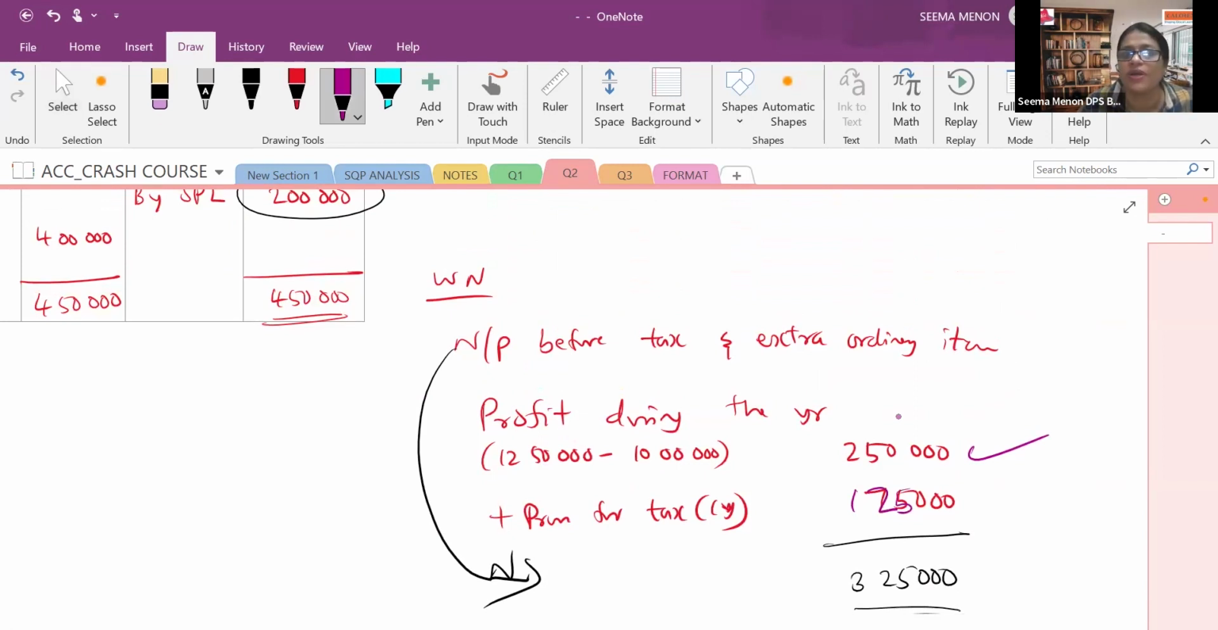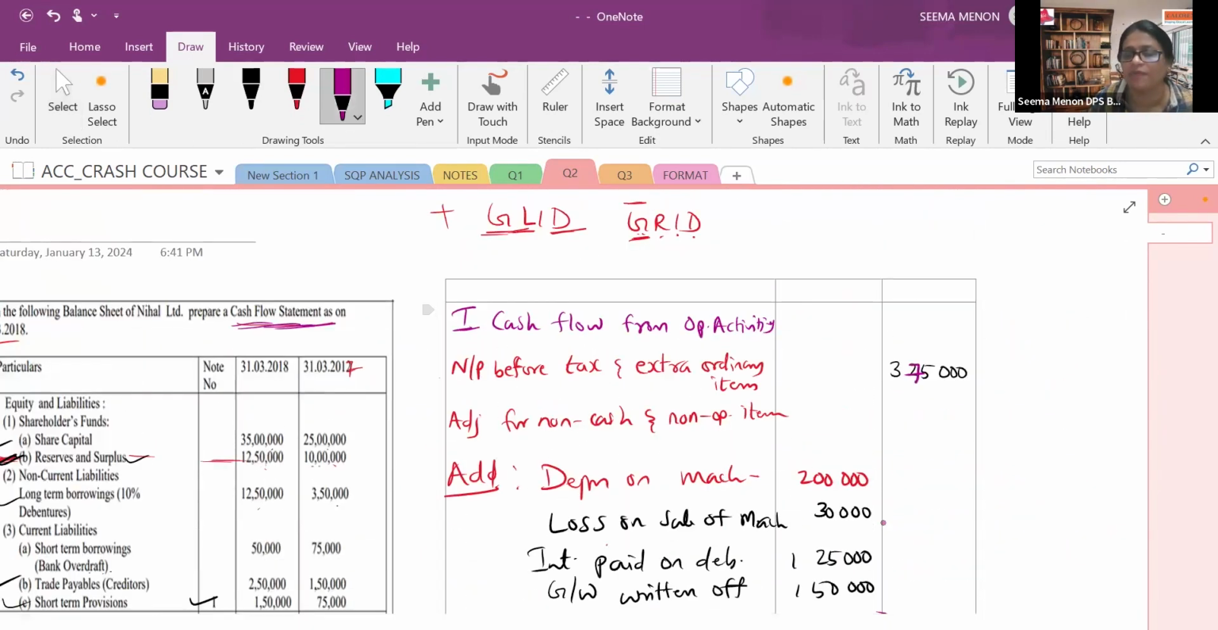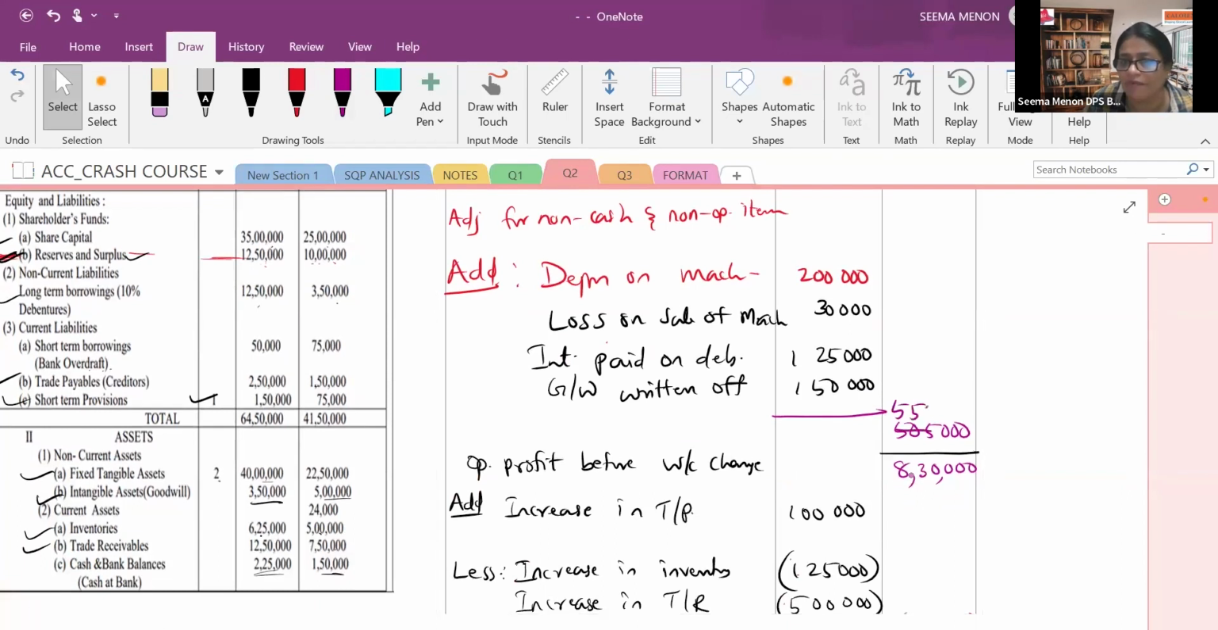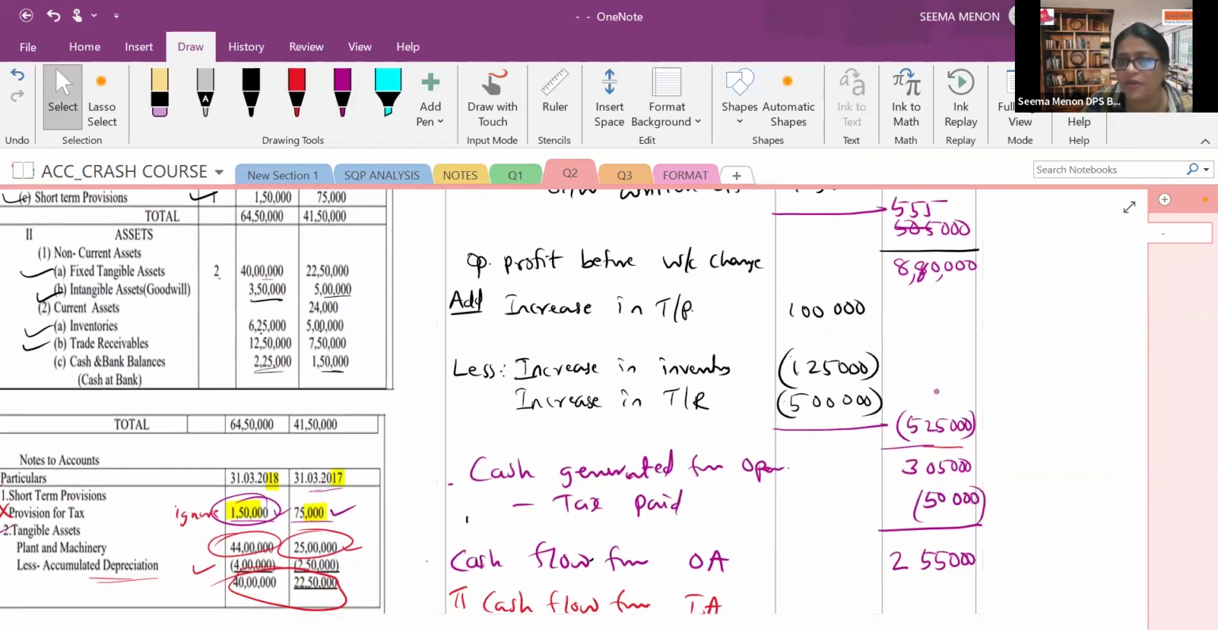In the examination, there is no time for trial and error, but you have to consider that. Then you will be writing, there was a shortage of 50,000 rupees, 3,75,000. And this 3,75,000 you will be writing in the net profit before tax and extraordinary item. And we have increased how much? 50,000. So here also it will become 5,55,000. Then here it will become 8,80,000. I hope you are able to understand. From 8,85,000, if you subtract 5,25,000, you will be getting 3,55,000. Now from 3,55,000, if you subtract 50,000, you will get 3,05,000.